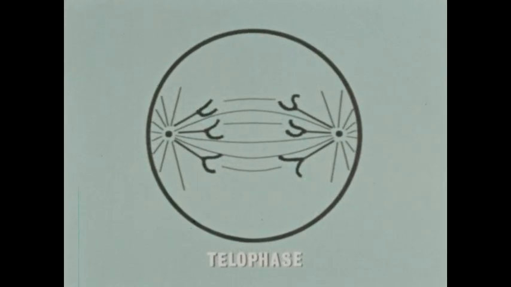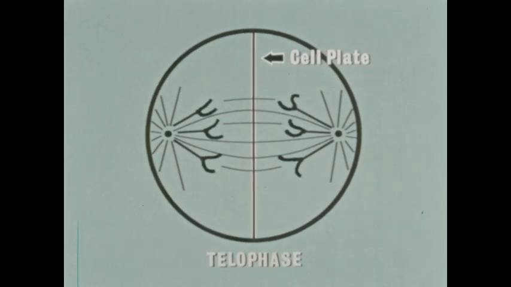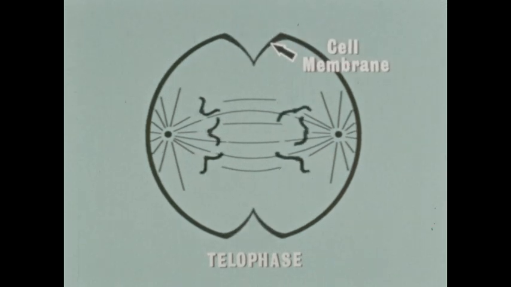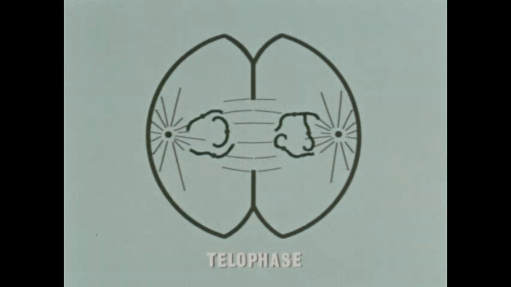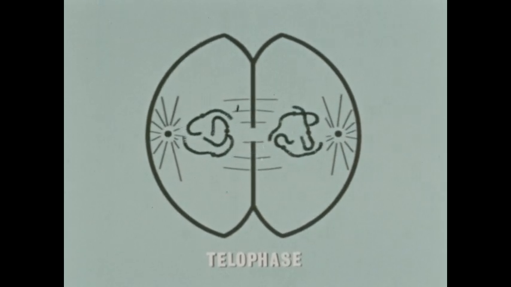In plant cells, the telophase begins with the formation of a cell plate that tends to split the cell in half. In animal cells, this splitting is accomplished through the furrowing of the cell membrane. In some cells, this furrowing action may take place earlier in the anaphase. When this furrowing is completed, two cells are formed.